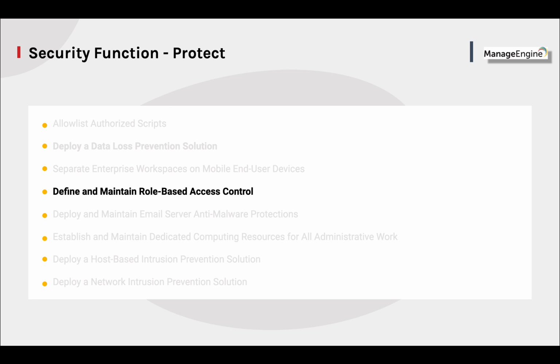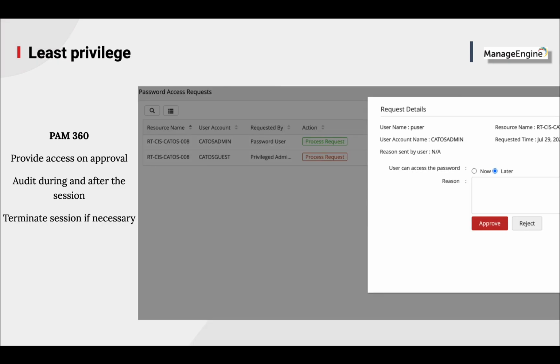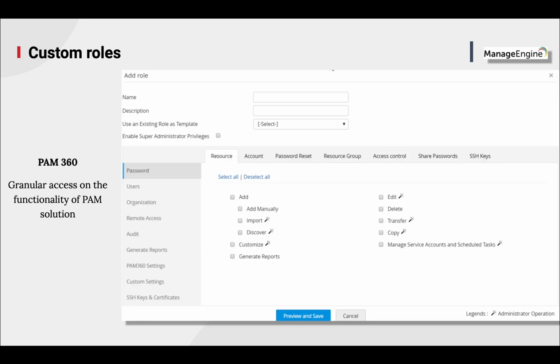The next control, define and maintain role-based access control. We already discussed assigning roles to users based on the permission they need on the enterprise resources on the PAM360 that serves as a repository for sensitive passwords. Therefore, fine-grained access restrictions are critical for protecting your data. PAM360 provides role-based access control to achieve this. By default, PAM360 has 6 predefined roles that come with a specific set of permissions.